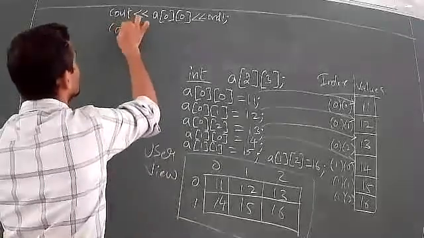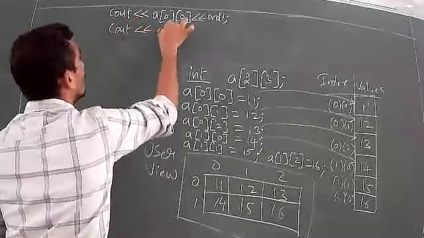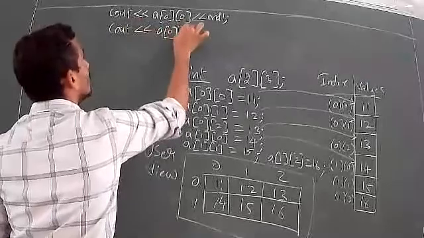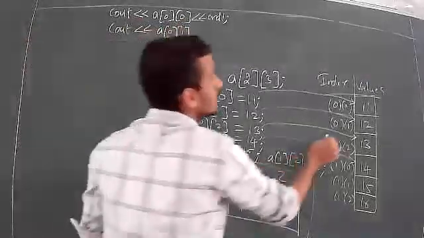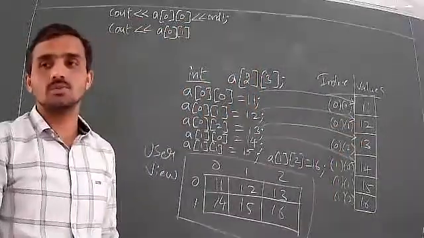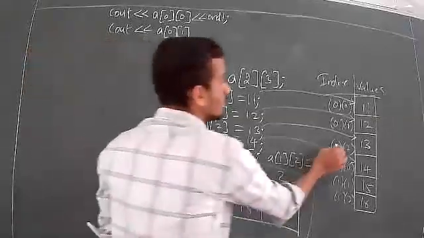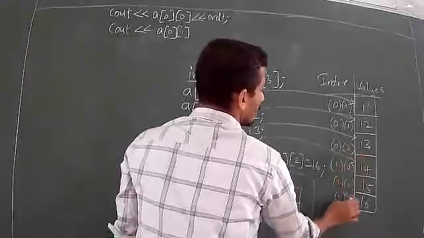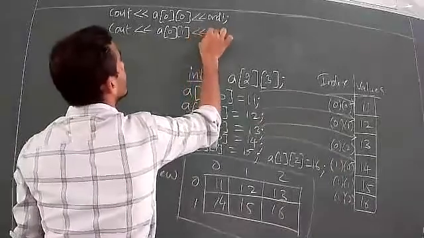Second, cout of 0, 1. You just see the index values and write. You have 0, 0, you have 0, 1, you have 0, 2, you have 1, 0, you have 1, 1, you have 1, 2. Okay. And again, endl.